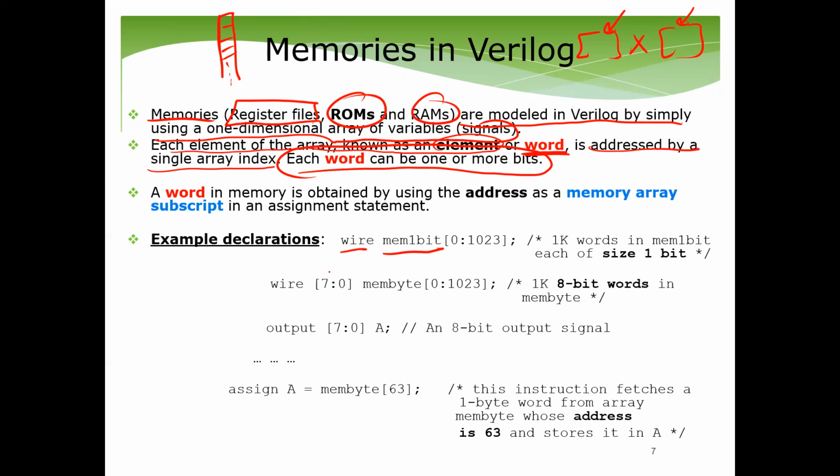Now, how many words do you want in your memory? In this case, I want 1024, which is 1K. So this line will declare 1K words in a variable called mem1bit, and each word is 1 bit in size. So this starts from 0, ends at 1023. Okay, so this is 1K. Why 1K? Because 1024 is equal to 2 to the 10, and 2 to the 10 is 1K.